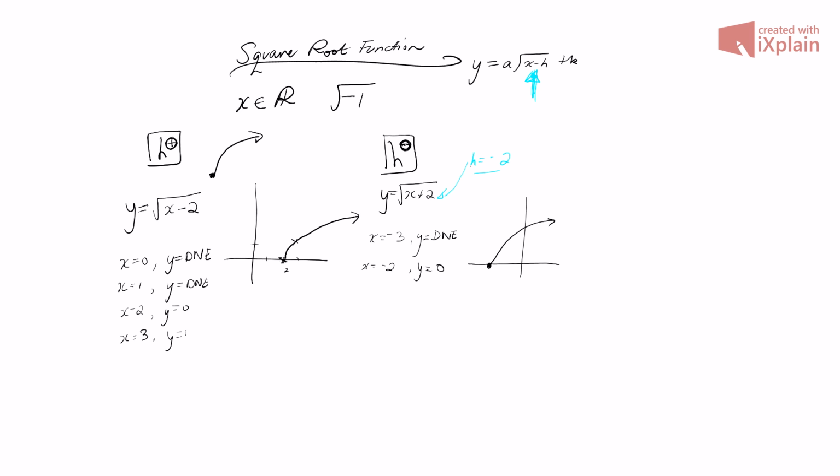Okay, so when we have in this form x minus h, the graph starts to the left and it moves to the right.